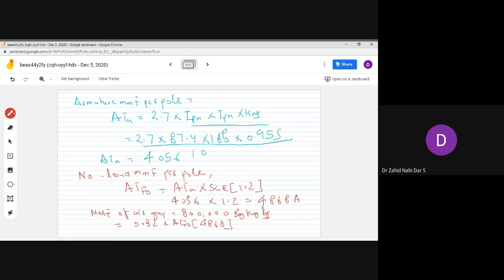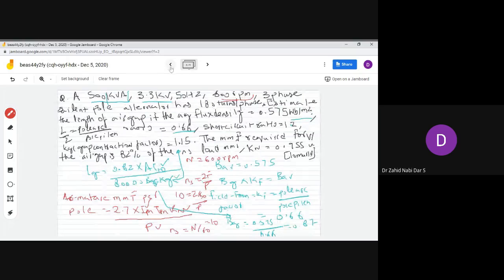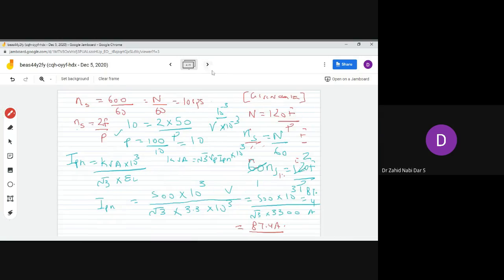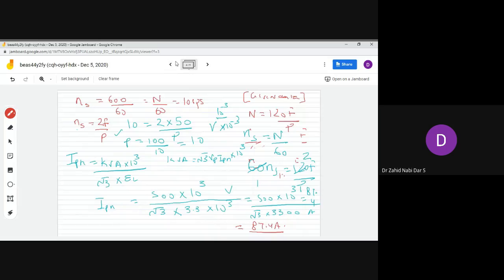So all the values we have. We need LG value. BG we calculated; BG value is 0.87. We just saw the BG value. How did it come? 0.575 divided by 0.66. This is the BG into KF was equal to BAV. So BG value we have, and the other values we have. We can substitute, simple substitution in this, and we get the value of LG. KG value is given, 1.15.